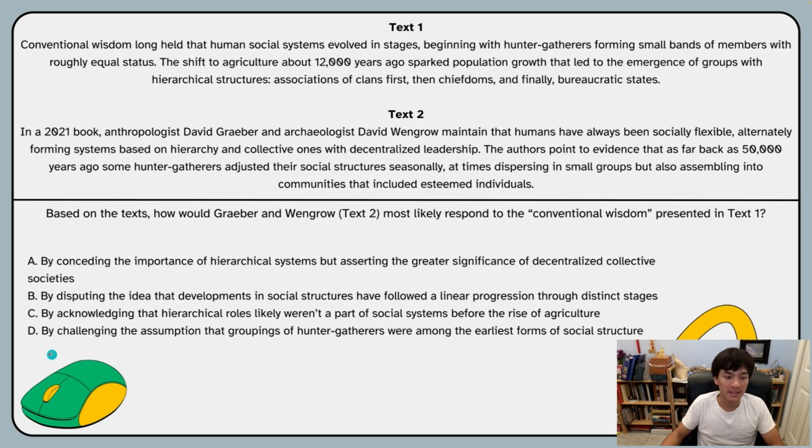Let's look at D. D says, by challenging the assumption that groupings of hunter-gatherers were among the earliest forms of social structure. Once again, this is not mentioned in Text 2. Text 2 explicitly says that groupings of hunter-gatherers, their social structures were socially flexible. They have always been socially flexible. And they alternately form systems depending on the season, or maybe changing their hierarchical structure if it would benefit them, right? So we know that D is not correct because it doesn't say anything about which one was first. It just says that they all happened around the same time, and they were all present with each other. So that means that B would be the correct answer.